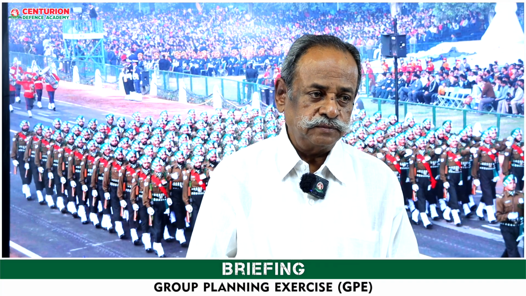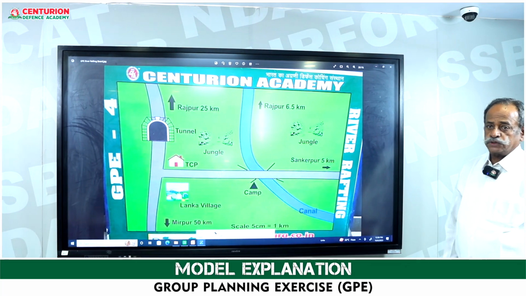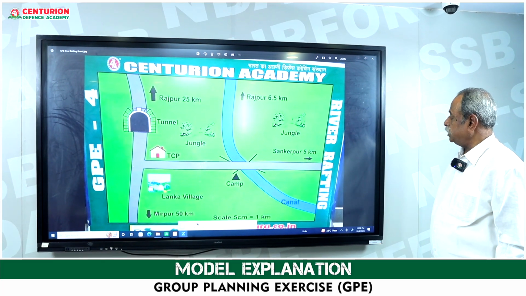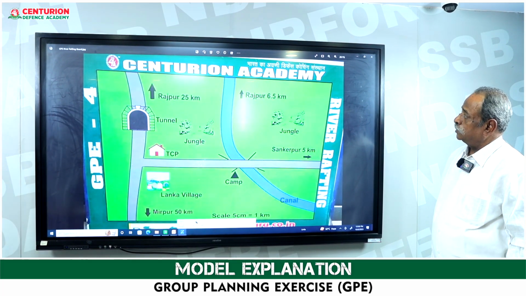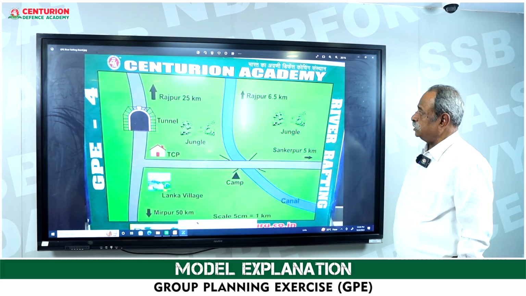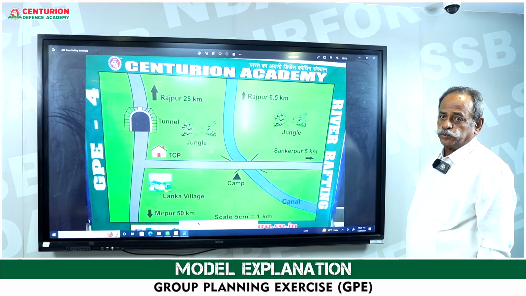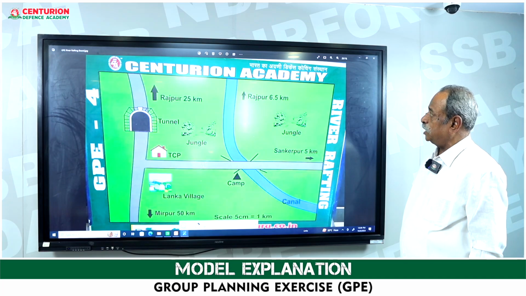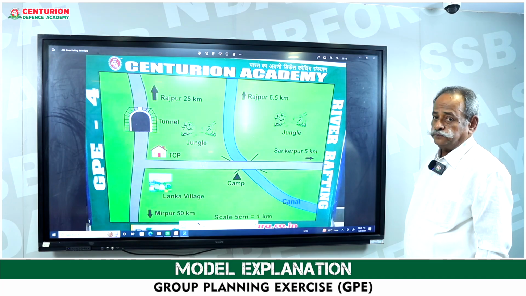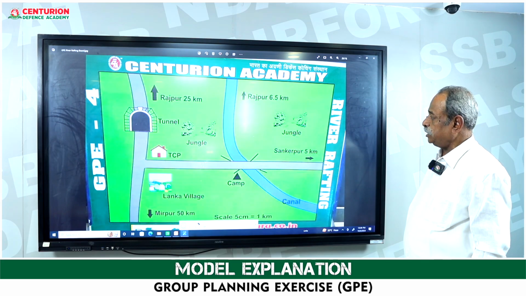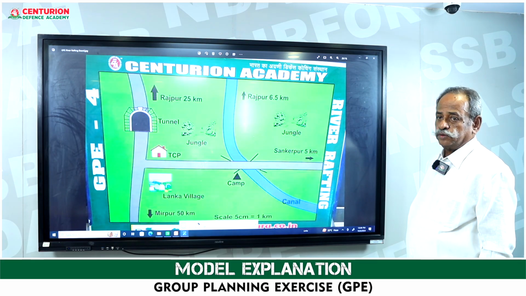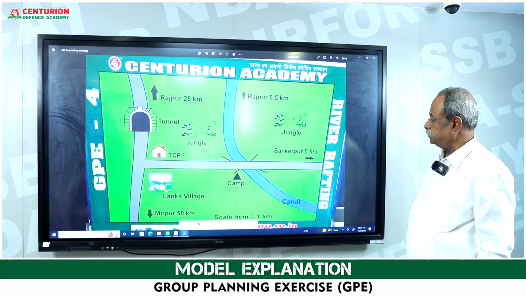Okay, any doubts? This is the model dealing with river rafting. Start from the north. You have Rajpur, which is off the model 6.5 kilometers. Then you have a canal running from north to east, down south and east. Okay. Then you have a jungle, Shankarpur, which is off the model 5 kilometers.